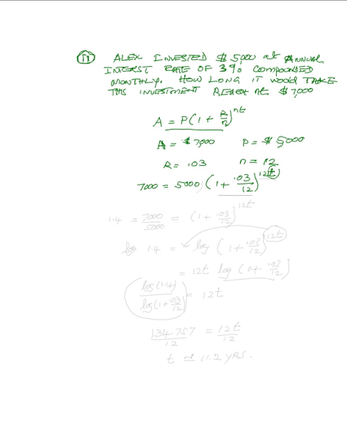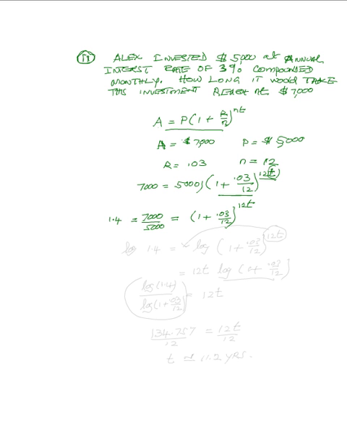Now, the first task is to isolate the exponential expression. Remember, this is our base and this is our exponent. So we have to take this 5,000 out of the way. So what we do is we divide both sides by 5,000. So we will have 7,000 divided by 5,000 equals 1 plus 0.03 over 12, to the power 12t. I'm not going to really calculate this number; rather, I will use a calculator directly. Now, 7,000 over 5,000 is 1.4.